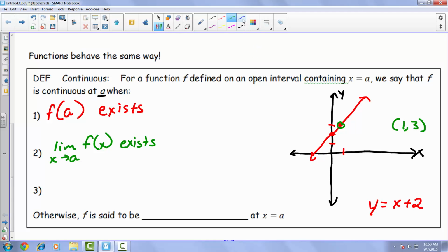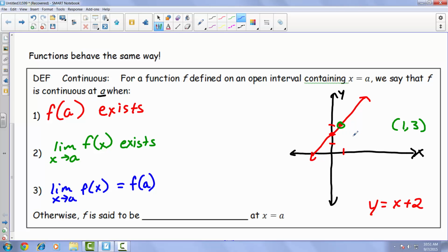Now the third criteria is simply where we take the first one and the second one and set them equal to one another. So the limit as x approaches some a value of our function is equal to our f of a. In other words, the limit is equal to literally the point when you throw it in there.